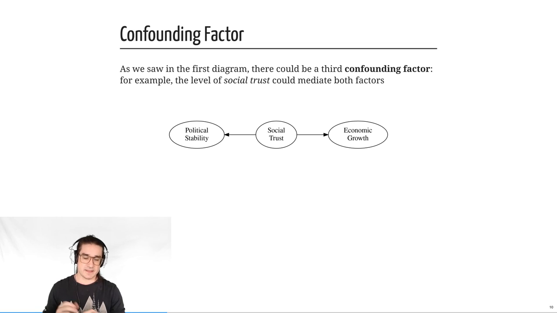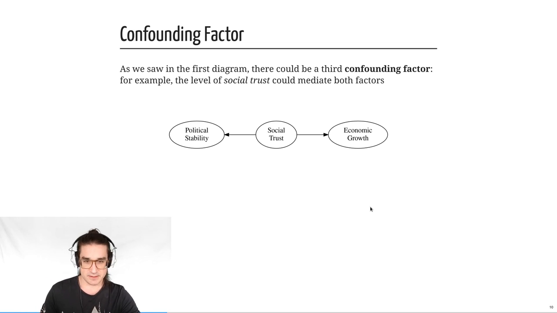And so that's an example of this dynamic where social trust could influence economic growth. Okay, so in total, what I'm saying is, here's this confounding factor that might cause both, even if there wasn't a direct effect, even if there wasn't an arrow pointing from political stability to econ growth, this alone would generate a positive result on that regression, but it wouldn't be indicative of a direct effect of political stability or vice versa.